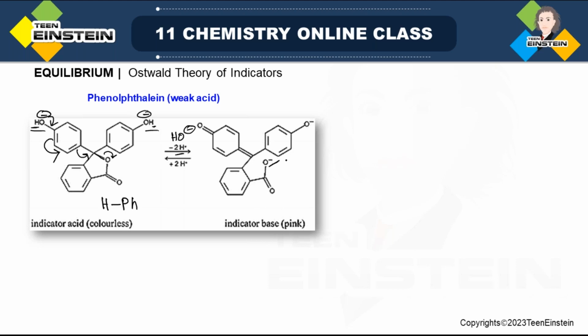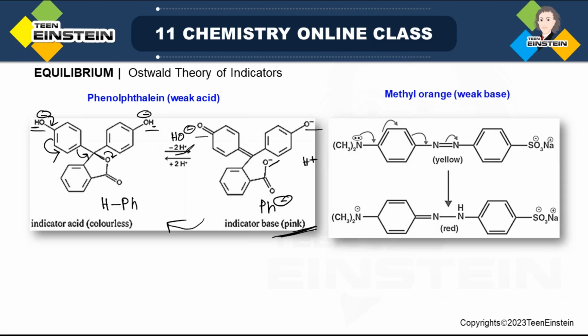And here, as H is already removed, 2H basically, because from the 2 OH groups, 2H plus is removed, so minus 2H. So this form is as if Ph minus, which is pink in color. So this is the color in basic medium. And again, if you have this form, that is the Ph minus form, and you add some H plus, you can get back the colorless form again. So depending on whether HO minus or H plus is present in the medium, they can change their form and also the color.